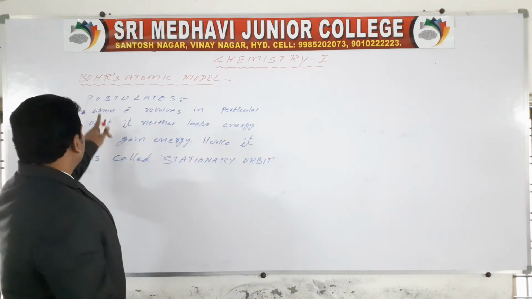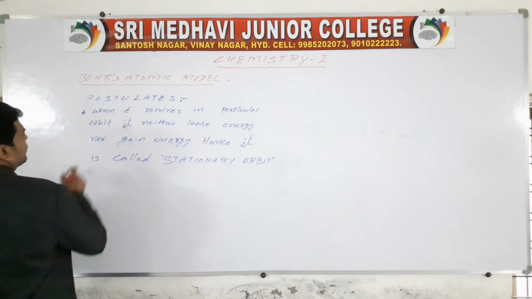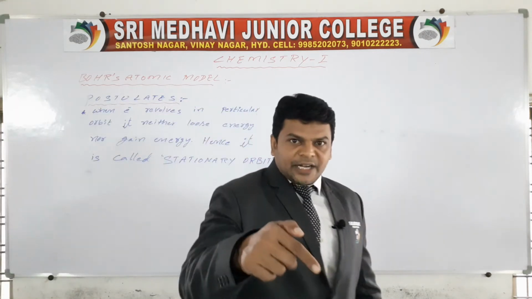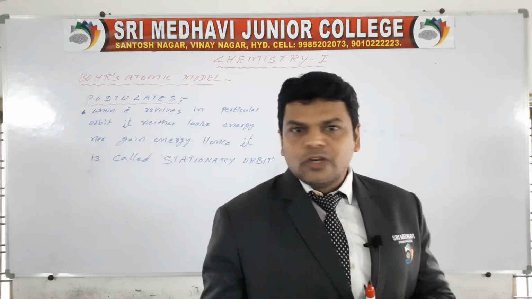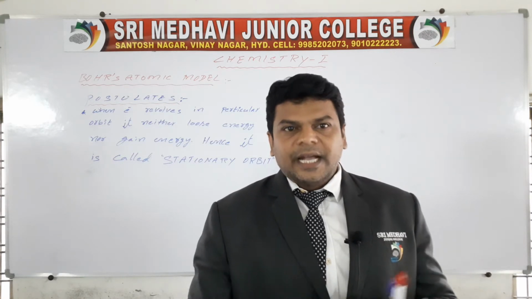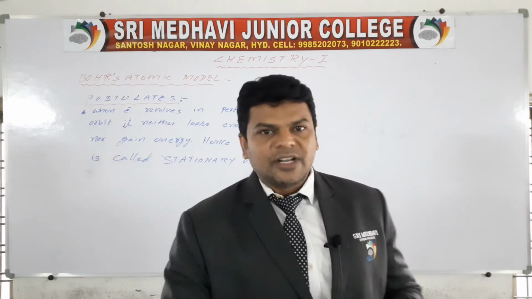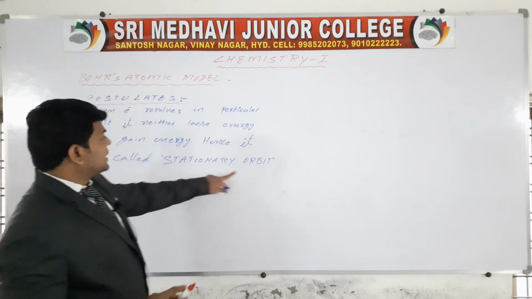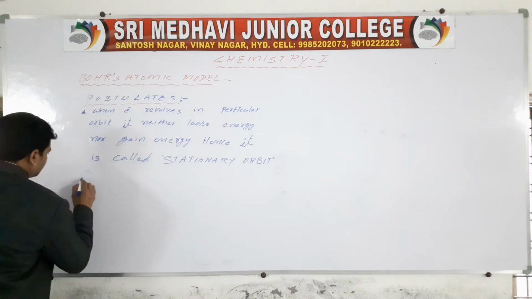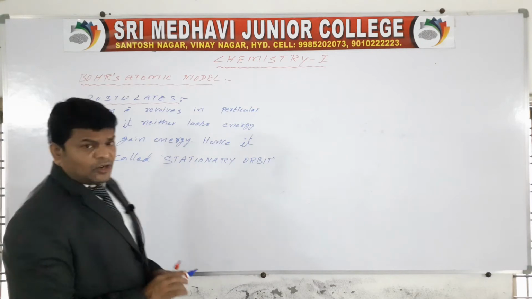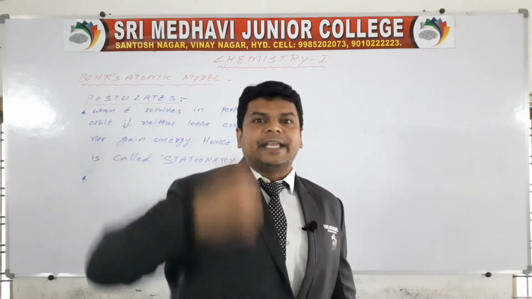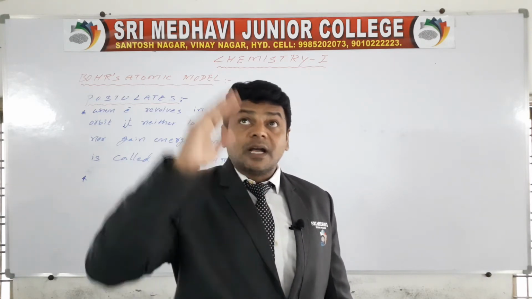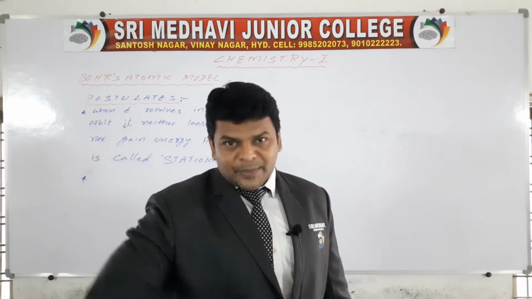Okay, see next, when an electron revolves in a particular orbit, it neither loses energy nor gains energy. Hence these orbits are called stationary orbits. Next, one more point. If an electron jumps from lower to higher, energy is absorbed. If an electron jumps from higher to lower, energy is emitted.